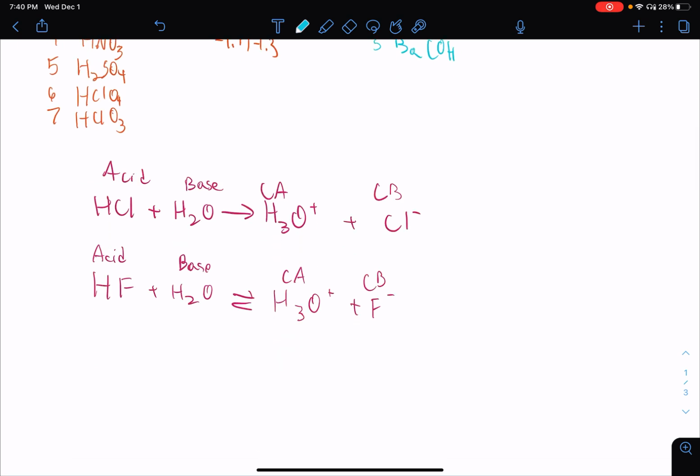And for the compound HF, which is a weak acid, it has pretty much the same thing. But notice how HF, hydrofluoric acid, is a weak acid, and thus it does not dissociate completely, which means the reaction is reversible. You could go back and forth, and this is what leads to our new chapter on weak acids and weak bases in acid-base equilibrium.